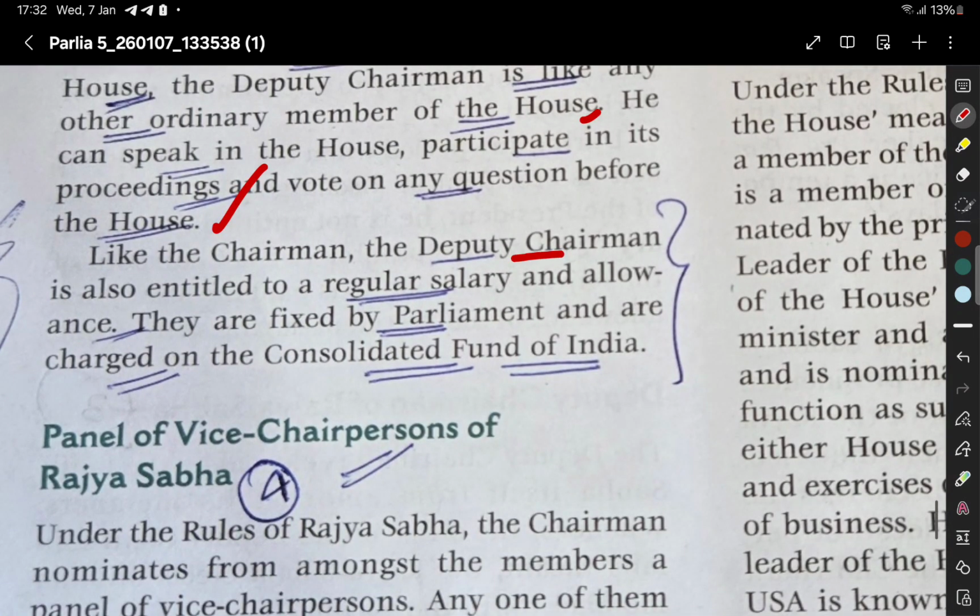Like the Chairman, the Deputy Chairman is also entitled to regular salary and allowances. They are fixed by Parliament and are charged on the Consolidated Fund of India.